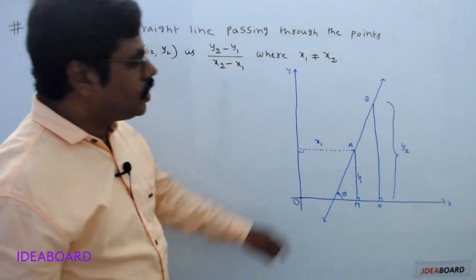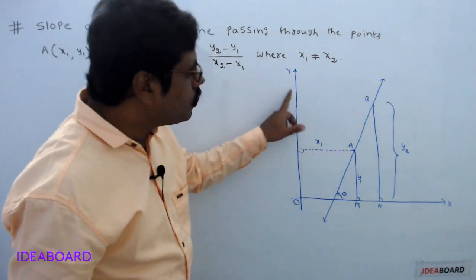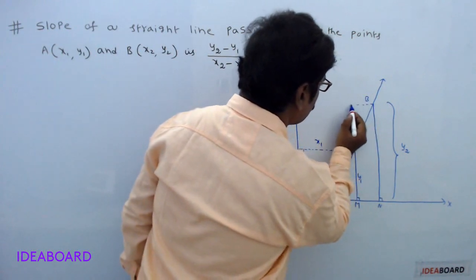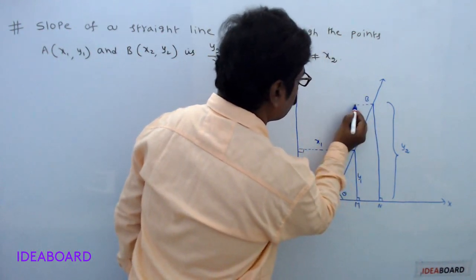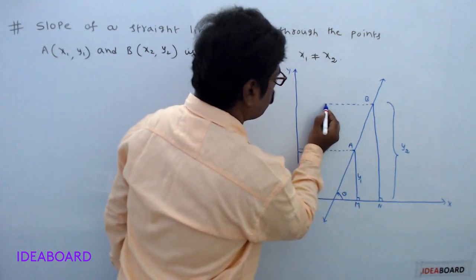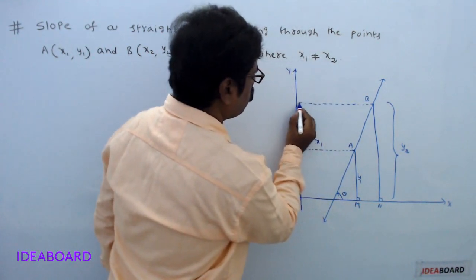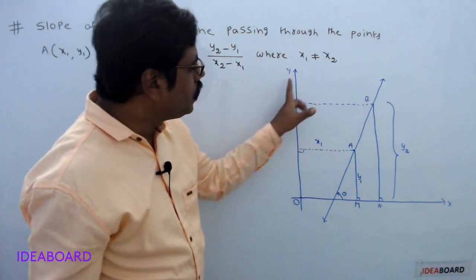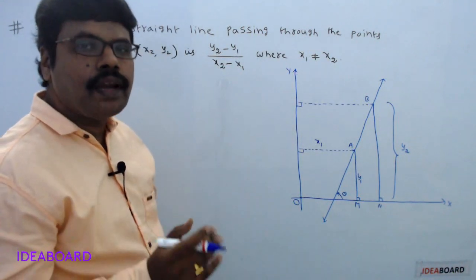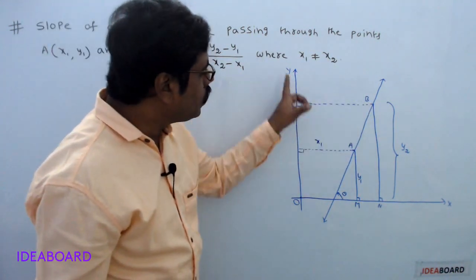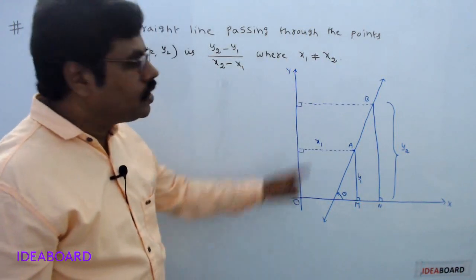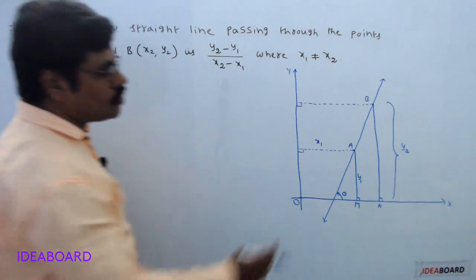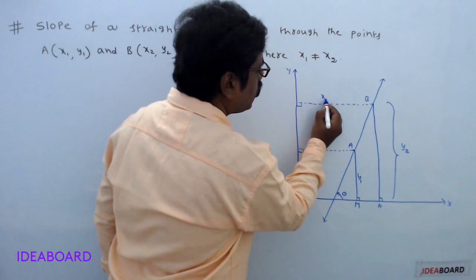Now draw a perpendicular from the point B onto the y-axis. This is the perpendicular from the point B onto the y-axis. The perpendicular distance from the point B onto the y-axis is called the x-coordinate of the point. Here the x-coordinate of B is x2, so this length is nothing but x2.